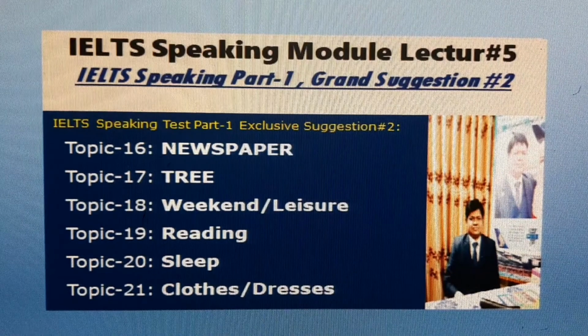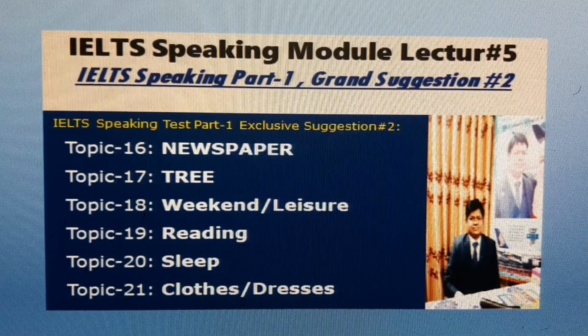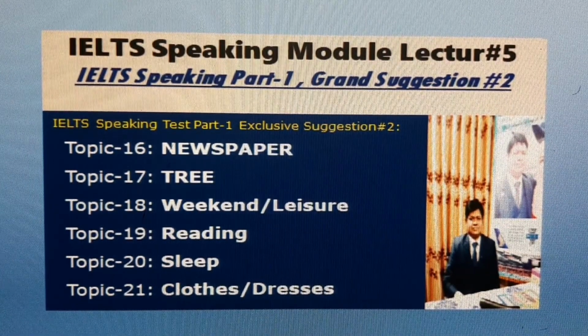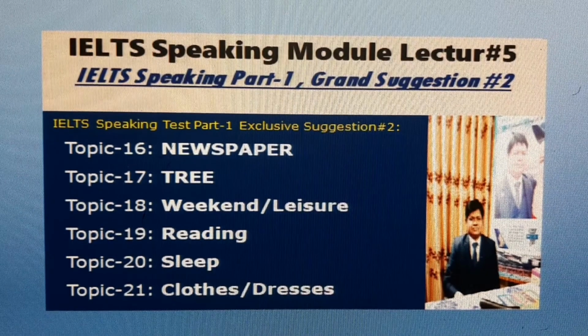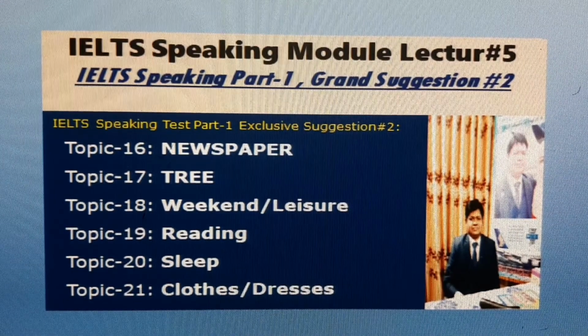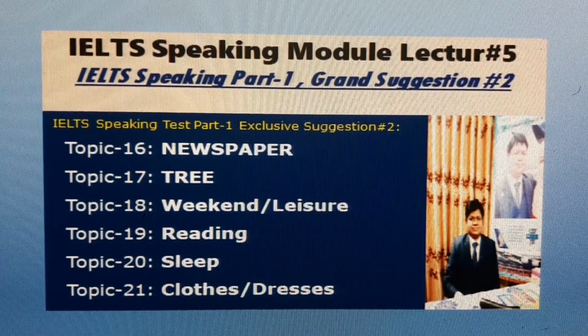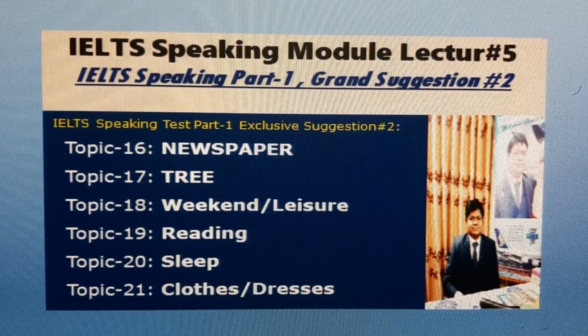IELTS Speaking Part 1, Grand Suggestion 2, Familiar Topic 17: Tree or Tree Plantation. Suggested questions are: question number 1, do you like trees? Number 2, are there any important trees in your country? Number 3, is there a forest near your hometown? Number 4, would you like to live in a place that has a lot of trees? Number 5, where can one find trees or forest most in your country? Number 6, do you think places with more trees attract more visitors than places with few trees?